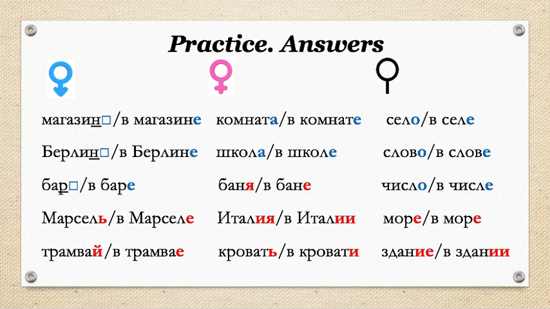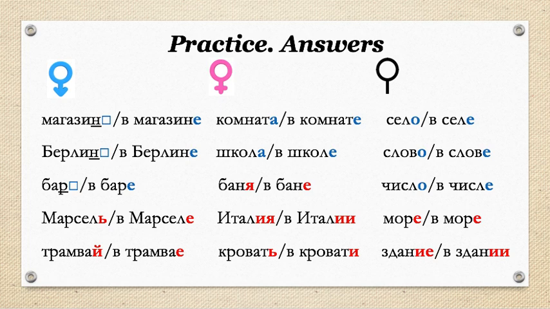Feminine nouns: комната в комнате, школа в школе, баня в бане. Италия в Италии. Кровать в кровати. In these nouns, we also replace one consonant or one vowel with another one.